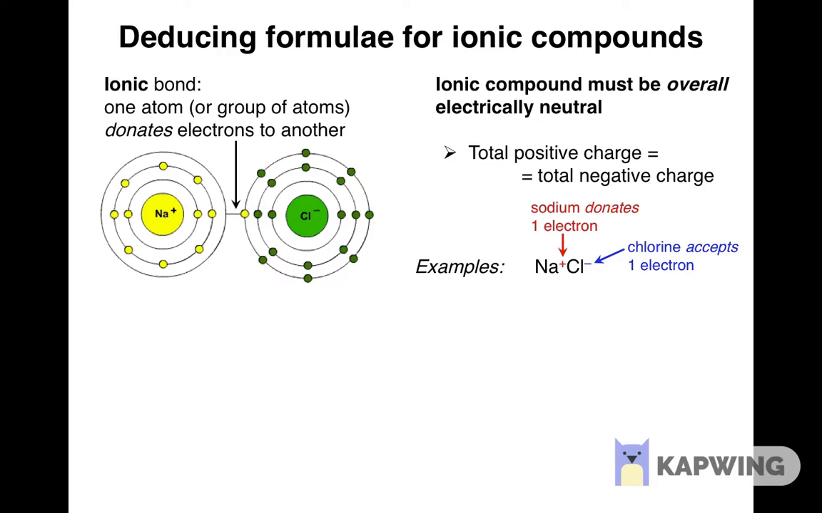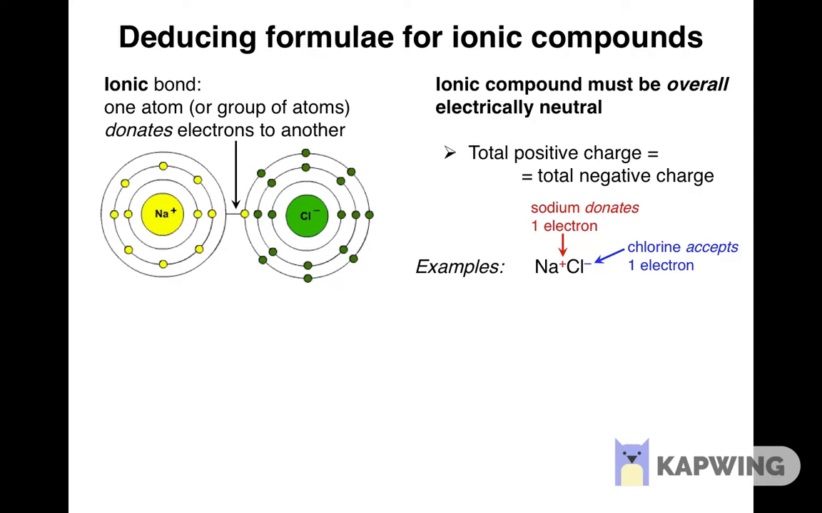Because each sodium atom in sodium chloride donates one electron, and each chlorine atom accepts one electron, in order for the compound to overall be electrically neutral, the number of sodium cations and chlorine anions in it must be the same. In other words, the ratio between the number of sodium cations and chlorine anions is 1:1, and the empirical formula of the compound is NaCl.